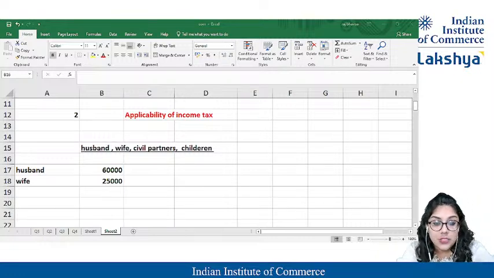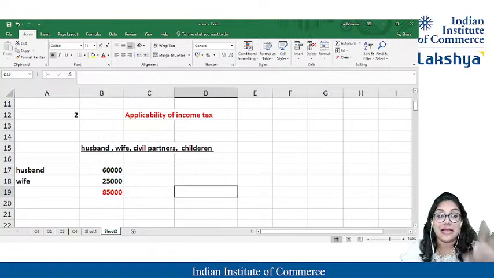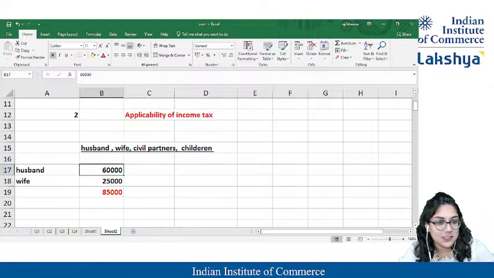Understood? Okay, cool. So now, students, this is 85,000. So can I show directly both of them's total, like, on 85,000 I will pay the taxes? No, no, no. Individually, you all are supposed to pay taxes.